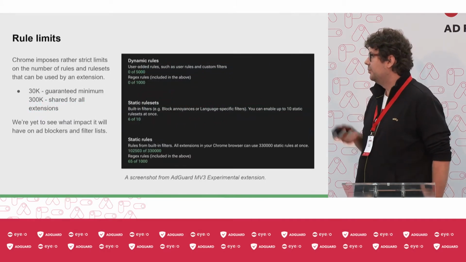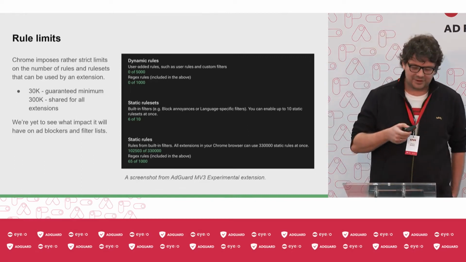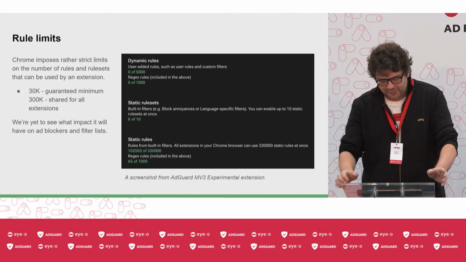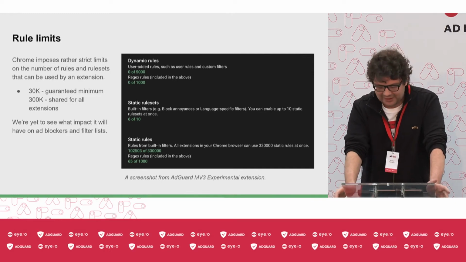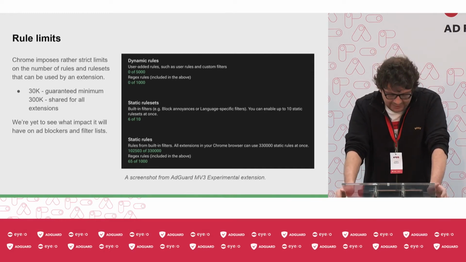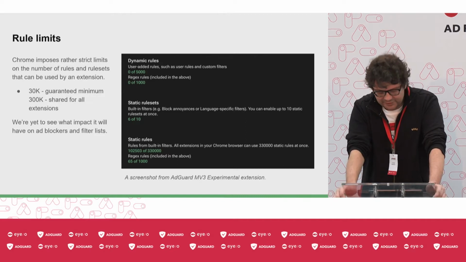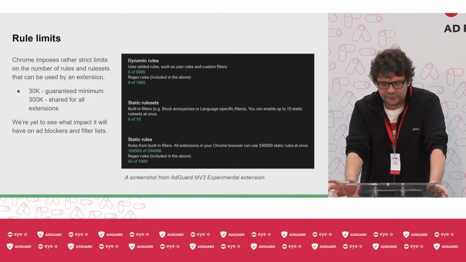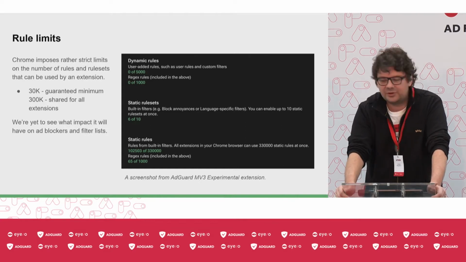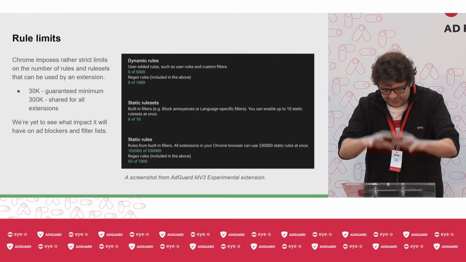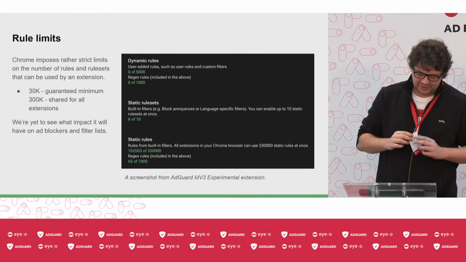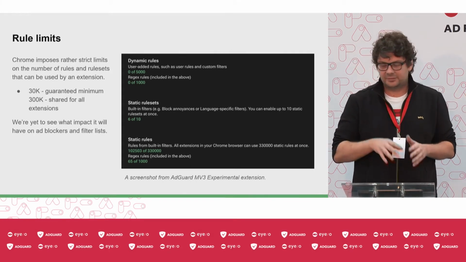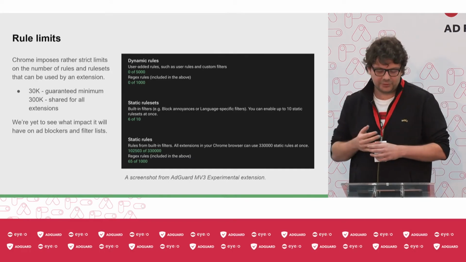And finally, one more important thing. This is about rule limits. You see, Chrome imposes rather strict limits on the number of rules and rule sets in an extension. The current limits, I must admit, are much better than they were in the very beginning. So there's a guaranteed limit of 30K rules per extension. And there's also a limit of 300K rules shared among all extensions. And right now, it is very hard to say, is it OK or not? Because if you run just a single content blocker, this seems to be OK.